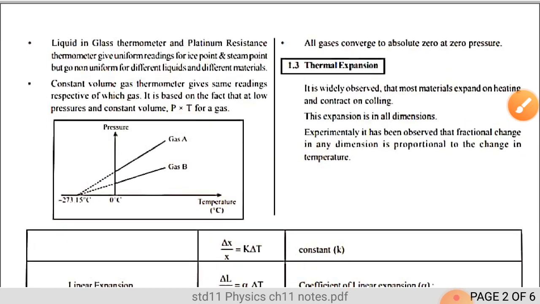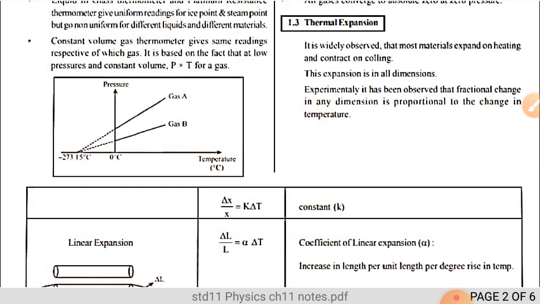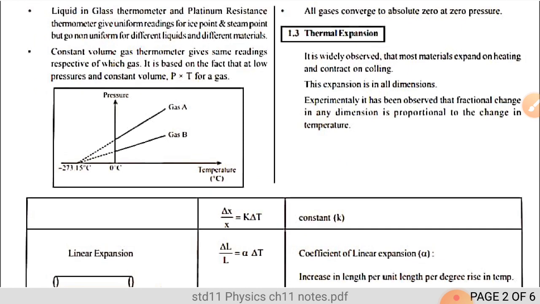So now, thermal expansion. Thermal expansion means if we are heating some substance and it expands thermally, if we increase the temperature of that substance, it will expand, and if we decrease the temperature, it can contract. This process is known as thermal expansion.